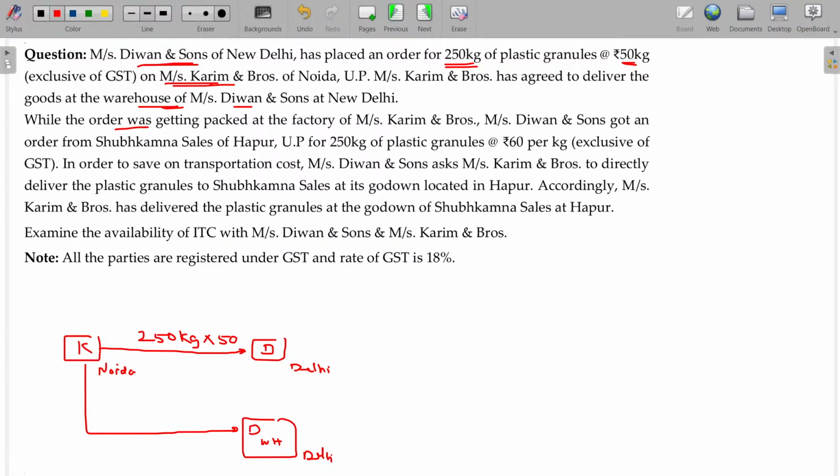While the order was getting packed at the factory of Mrs. Karim Brothers, Mrs. Diwan Sons got an order from Sukama Sales of Hapur, UP. Meanwhile, Diwan gets the order from whom? Sukama Sales, for the same 250 kgs at rupees 60. Diwan is willing to supply 250 kgs at rupees 60.